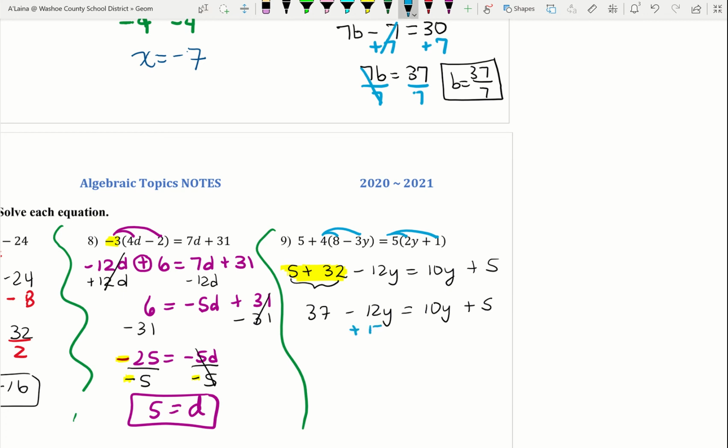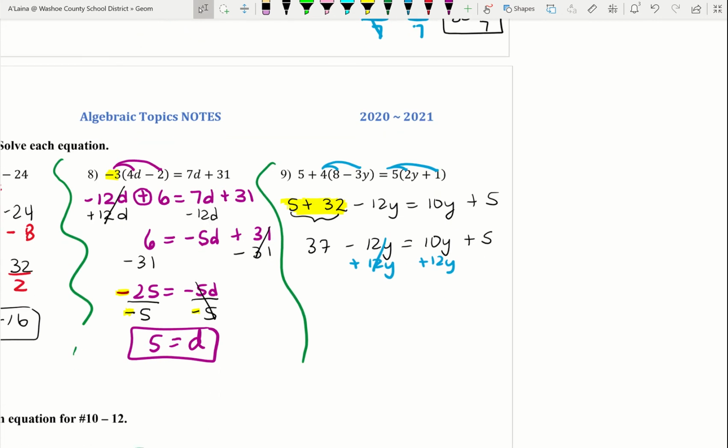I'm going to cancel one of them. I choose to cancel the one that's smaller, and a negative is always smaller than a positive. And then I'll rewrite this. If you had wanted, you could have canceled the 10y. Instead, you would have gotten an equivalent equation.